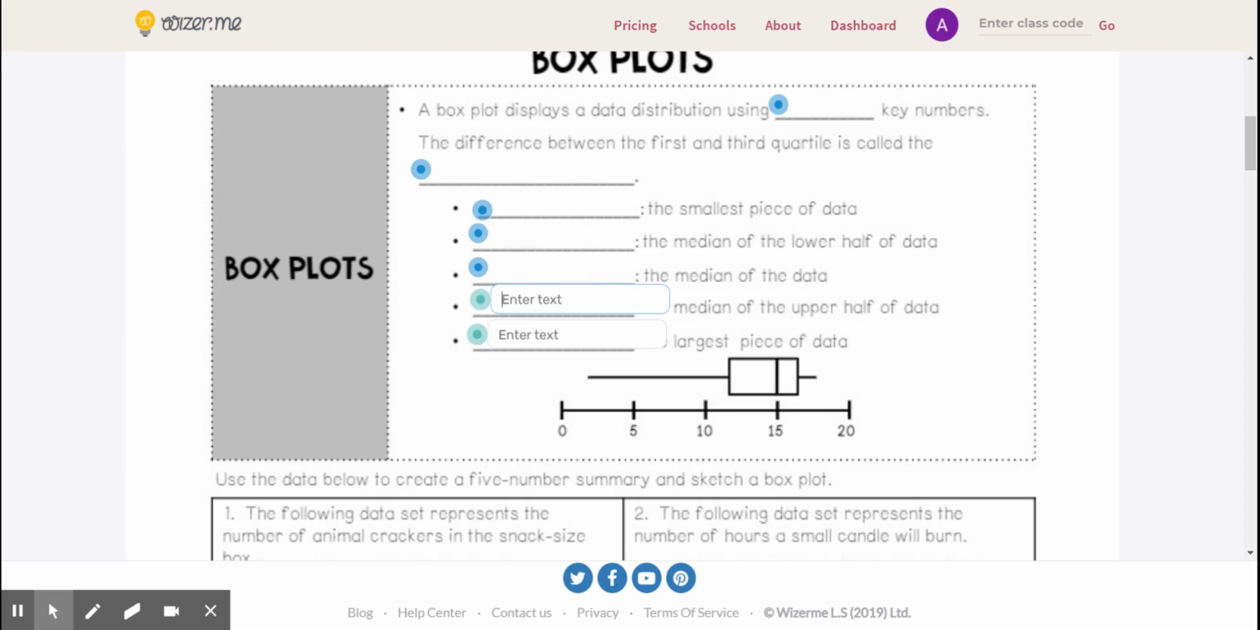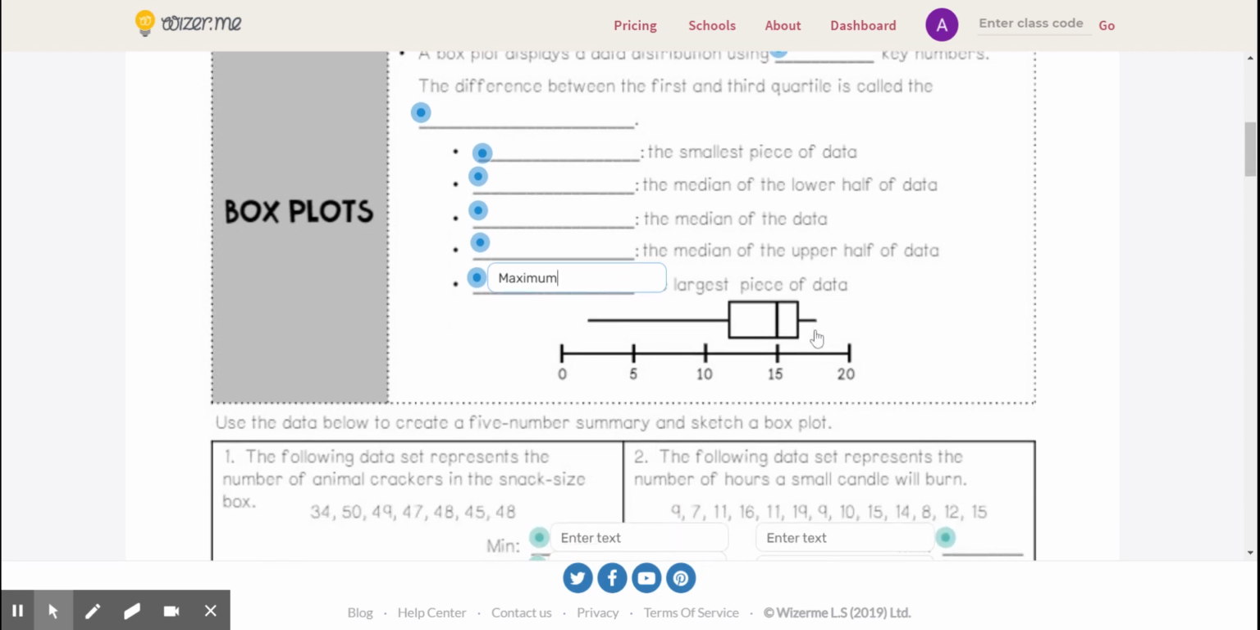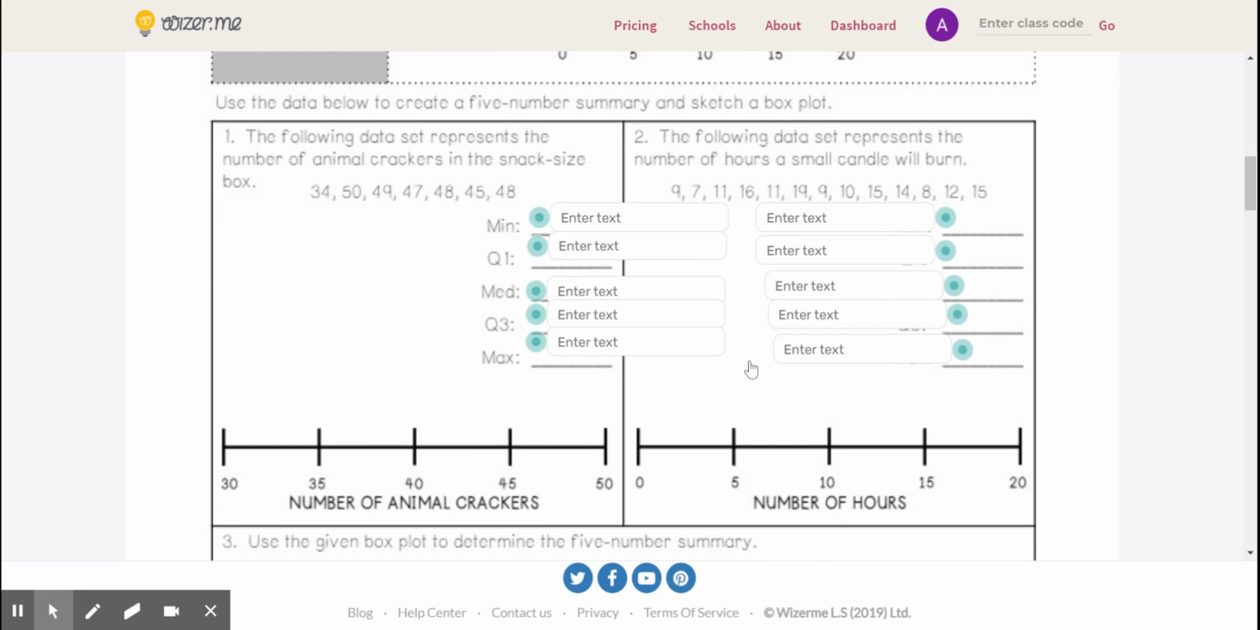Median of the upper half of the data, which means everything to the right side of the median, my higher numbers, I find the middle number, or if there's 2, I take the 2 middle numbers and divide them by 2, and that is my median. So median of the upper half of data is called quartile 3, or just Q3. And then your largest piece of data, which is your largest number, we call that the maximum. So in this case, the maximum looks to be about, I would say 18, considering how spread apart these are.